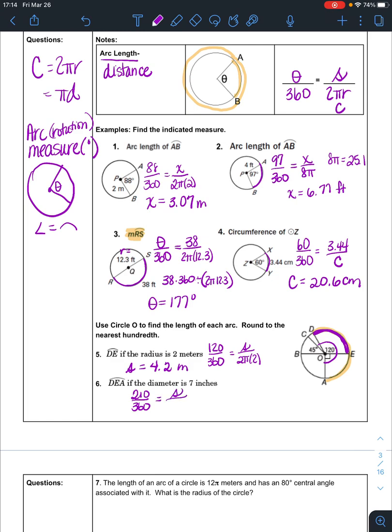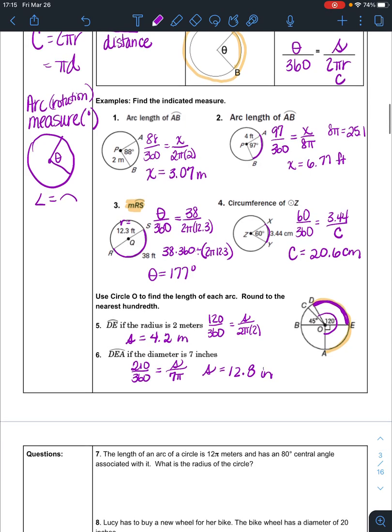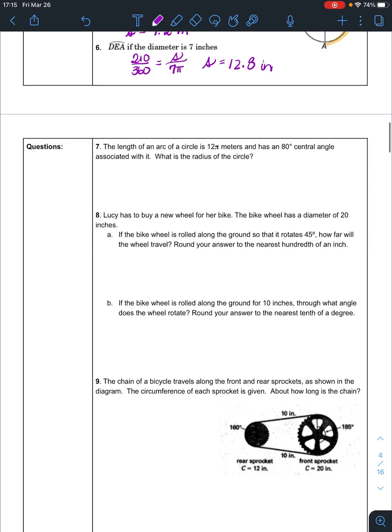And that equals the arc length that I want over, and this time the diameter is 7, so I'm going to use pi d. So I would use 7 pi. I always write 7 pi instead of pi 7, just because 7 pi looks like what we're accustomed to seeing. So if you cross multiply that, 210 times 7 pi divided by 360, you get that the length of that arc is 12.8, and that would be in inches. Okay, so that is arc length.